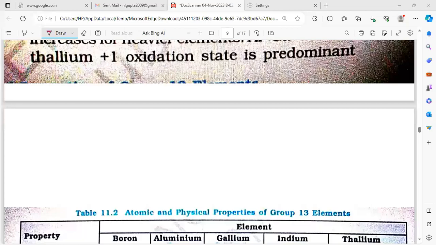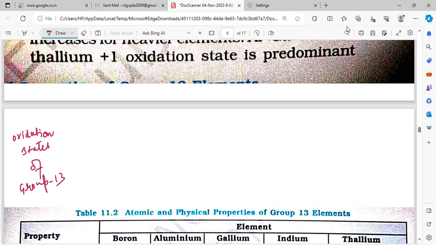What are the oxidation states of group 13 elements? We are doing group 13. How many oxidation states are there? Look at the configuration: it is ns2 np1. So two types of oxidation states are possible.